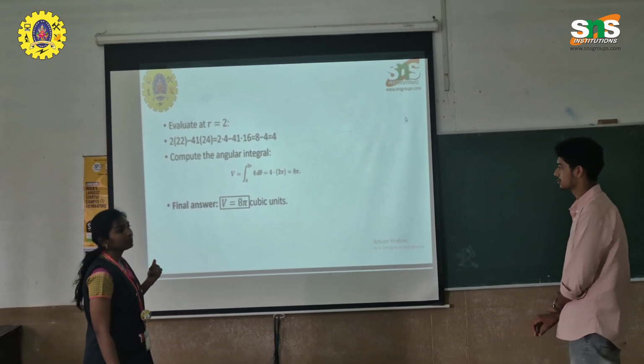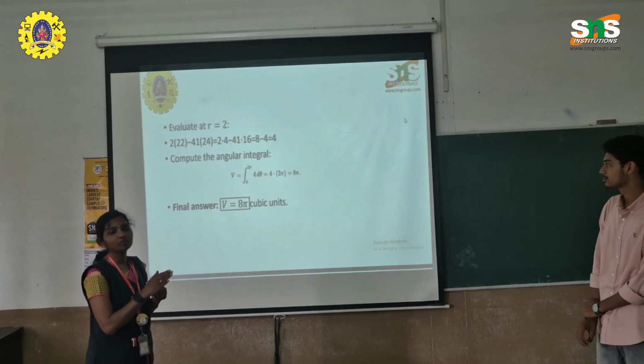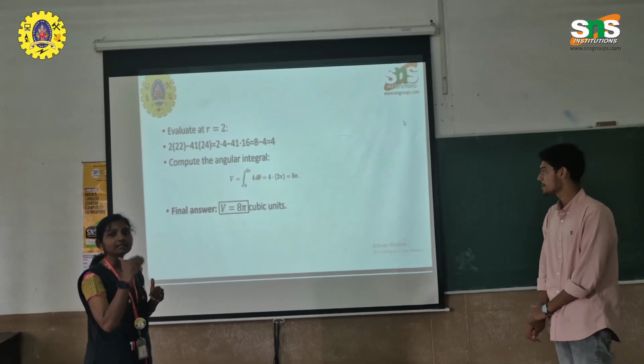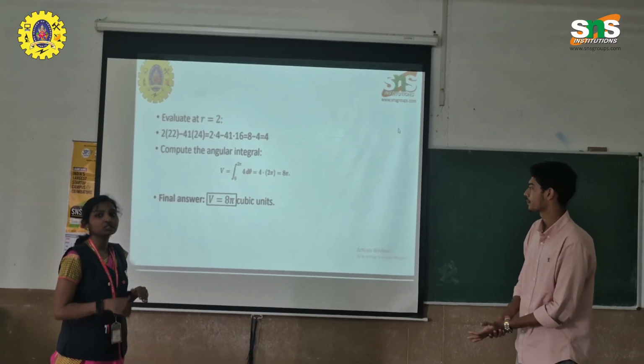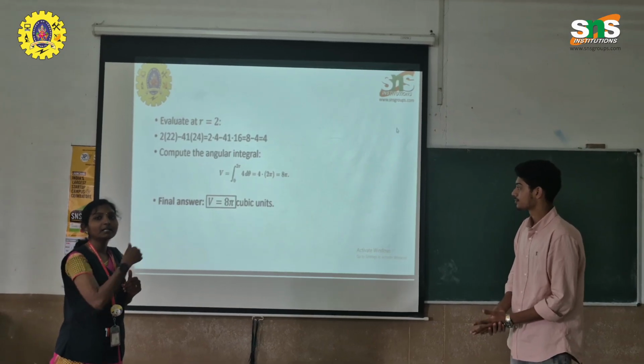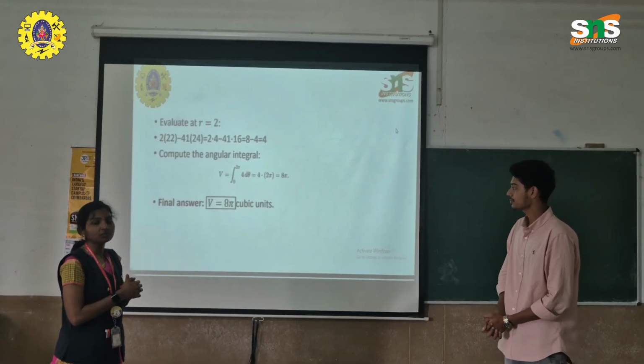So the final answer, the volume of the solid bounded by the paraboloid and the plane z equal to 0, is 8 pi cubic meters. This is what a case study is. We have implemented multiple integrals in our volume study.